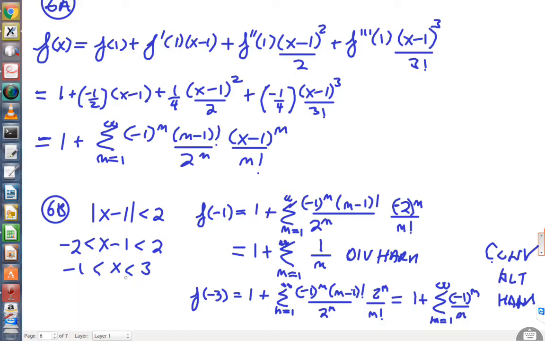So we're going to include the 3. Or x is an element of negative 1 to 3, inclusive of the 3, not the negative 1, so it's a semi-open interval. Alrighty, good. Alright, so that's 6b.